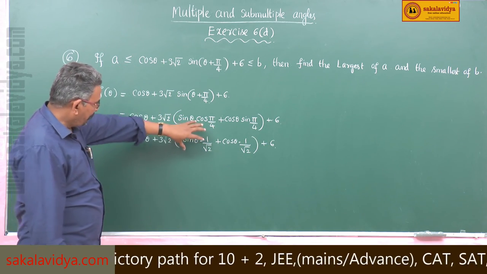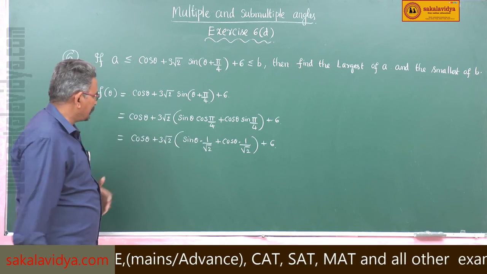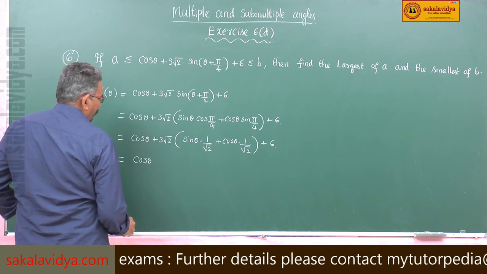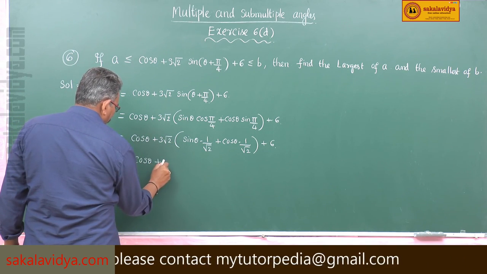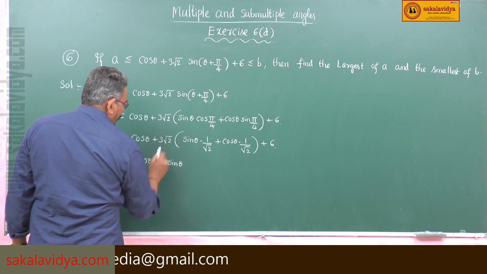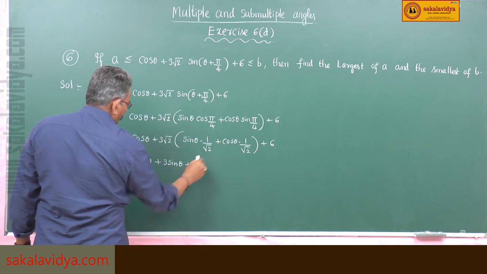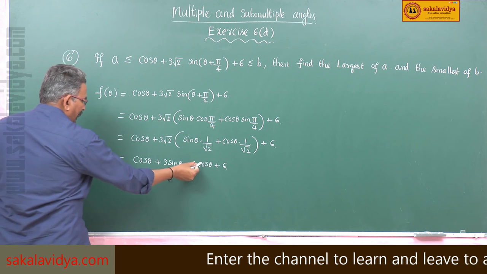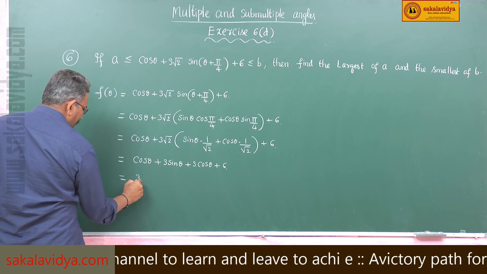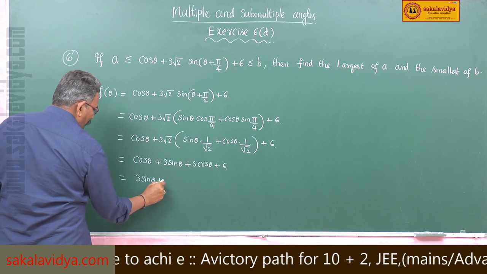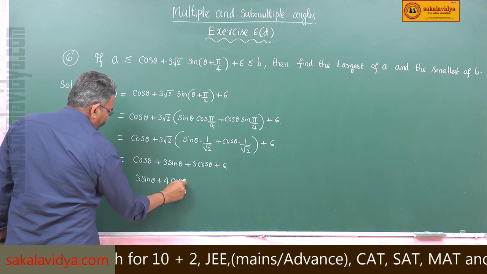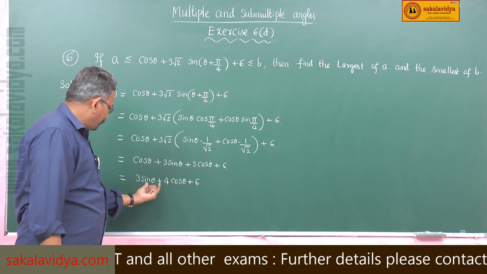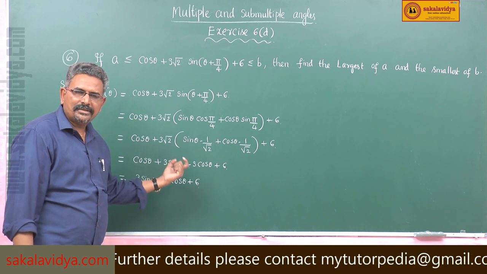Now multiply each term with 3 root 2. Let us see what do we get. Cos theta plus, root 2 cancels, 3 sin theta, next plus, root 2 cancels, 3 cos theta, plus 6. Now adding these two, we can write 3 sin theta plus 4 cos theta plus 6. How does it appear? It appears to be in the form of a sin theta plus b cos theta plus c.